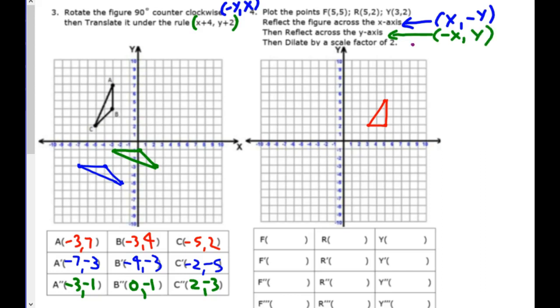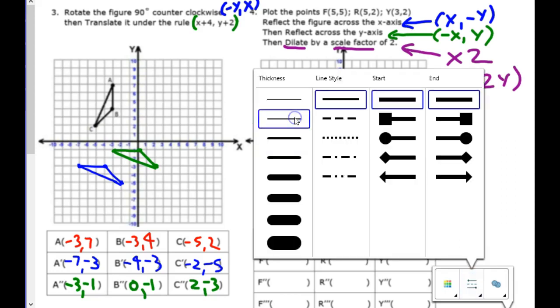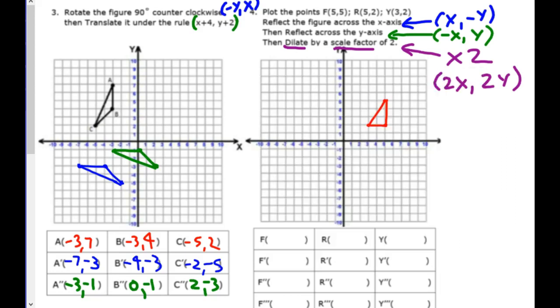And then what is dilating by a scale factor of 2? What do I do with that? We multiply. Remember, dilation by a scale factor always means multiply by the scale factor. So really it would be 2x, 2y. Okay? So multiply everything by that number. So first I'm going to write down my points for the original that I should have done already: 5, 5; 5, 2; 3, 2.